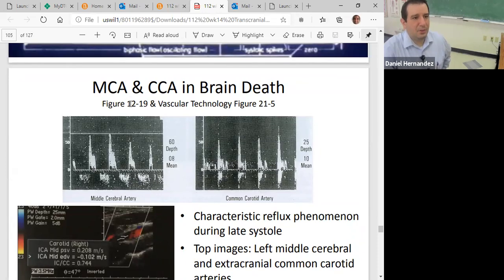So this is our middle cerebral and CCA in brain death. In our middle cerebral artery, we visualize that reflux phenomenon. And then this would be an example of a common carotid artery in a patient with brain death. The vessel is occluded in the brain, so we don't have any diastolic component in our common carotid artery.